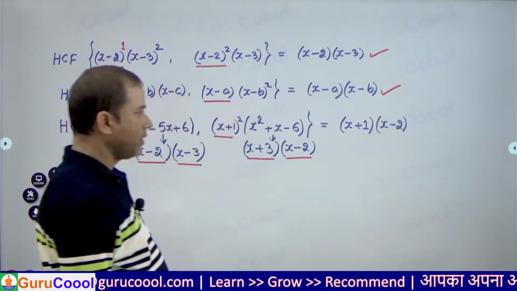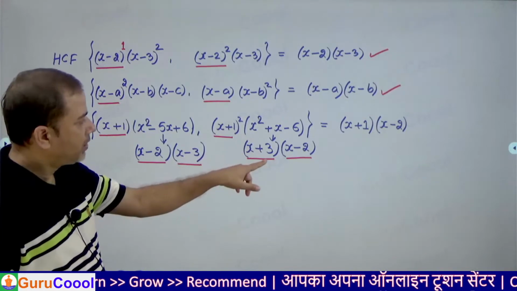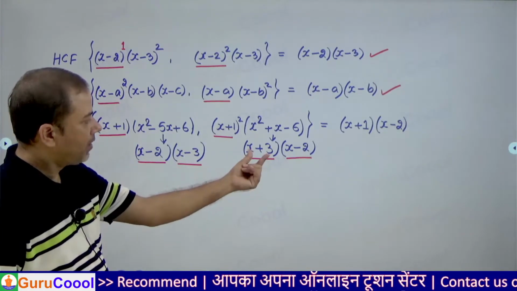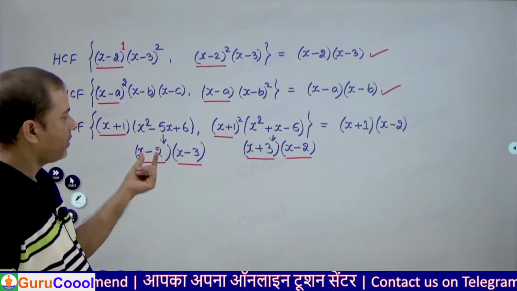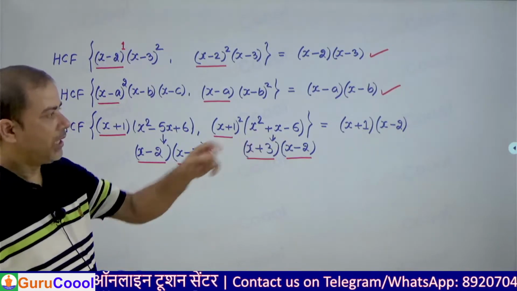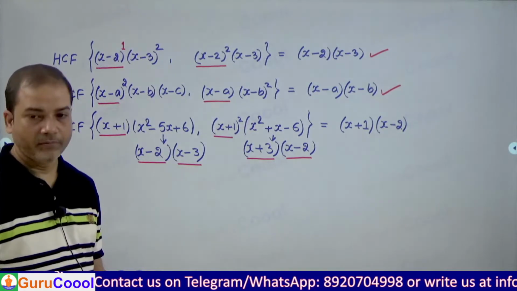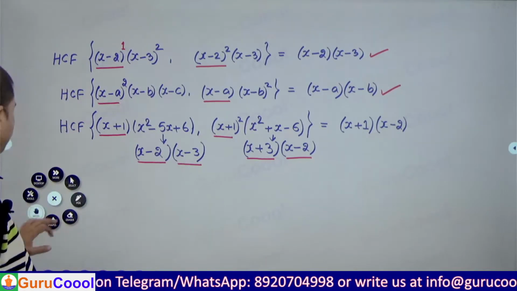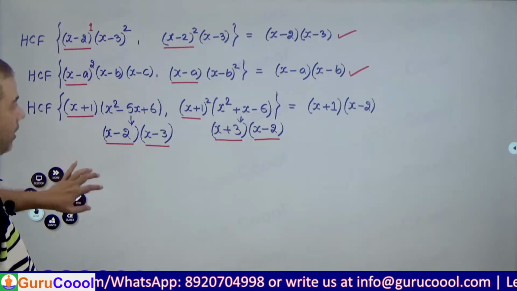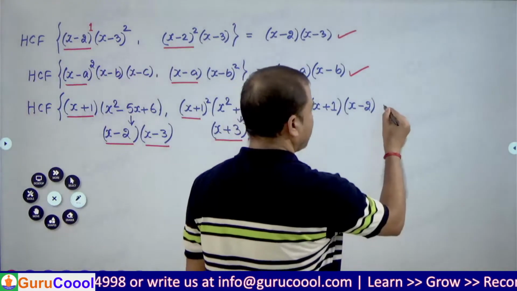Then we look at the third factor. X minus 3 is not available in the second, and x plus 3, which is available in second, is not available in the first. So there is nothing common now. This is the HCF. Did you understand? Yes, sir.